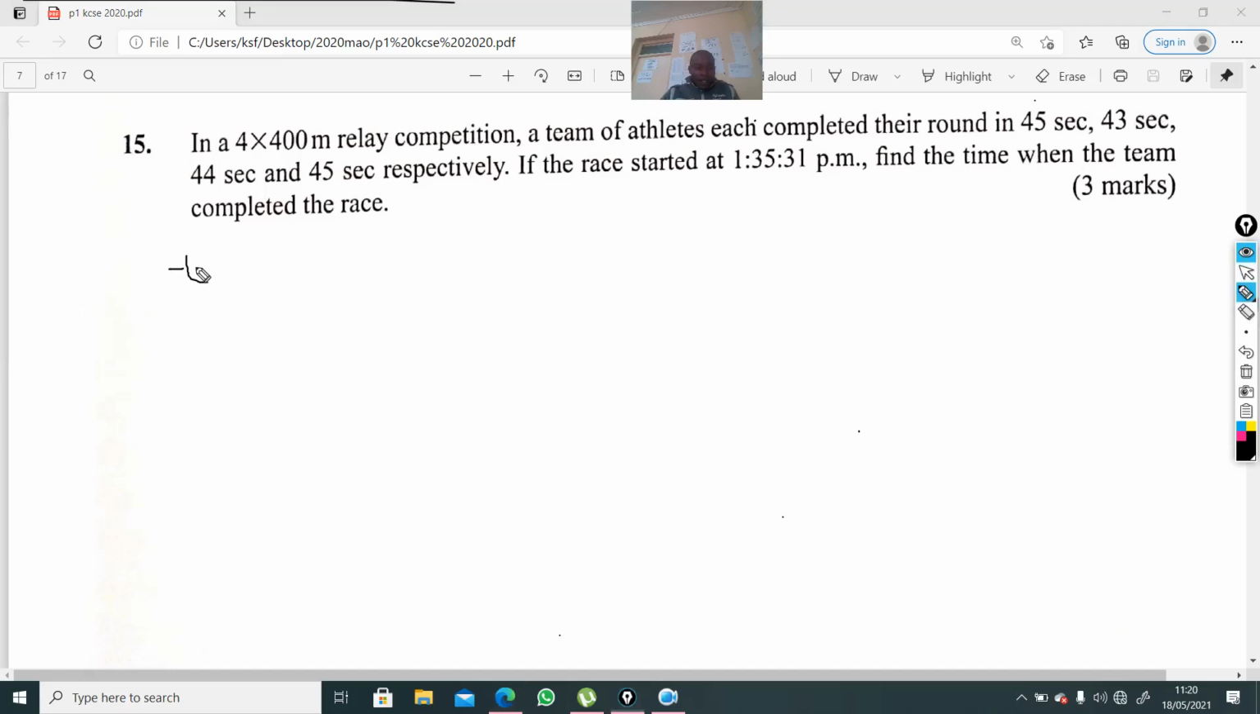Time taken, you add 45 seconds, 45 seconds plus 43 plus 44 plus 45, you get it took 177 seconds. If you add all this, you get 177 seconds.